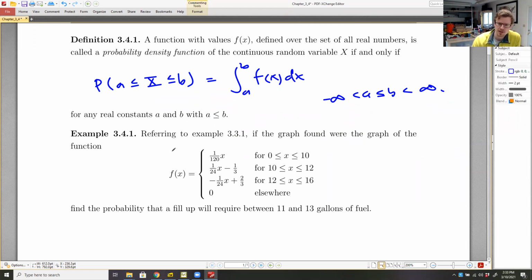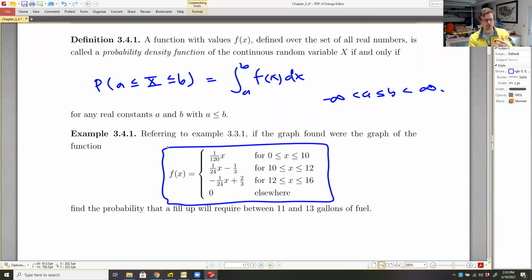And the graph that we gave, I give a very crude version of it, but it essentially could be represented by this particular function. It's a piecewise defined function. So between 0 and 10 gallons of gas, we have this function. Between 10 and 12, we have this function. Between 12 and 16, we have this one.